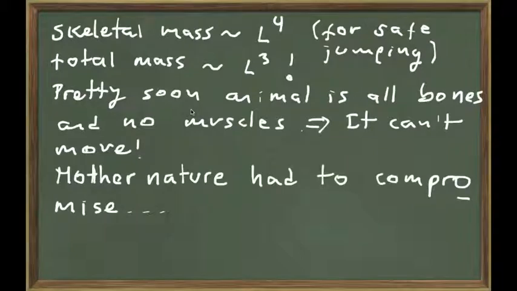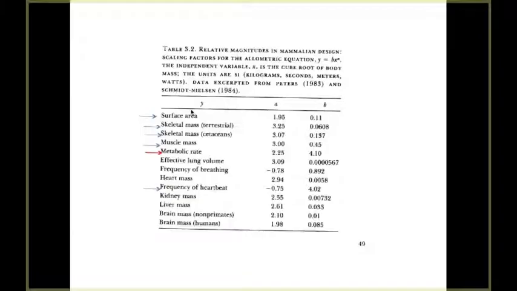So what is the compromise that Mother Nature has found? This tells you what that compromise is. These are the different quantities of animals, this is mammals. And the equation that you're seeing there, the a and b that you see there, are simply the quantities in this equation. So this quantity is a y. If you're talking about surface area, then y is surface area. Surface area is equal to some constant, which is b over here, multiplied by the linear dimension of the animal to the power a.